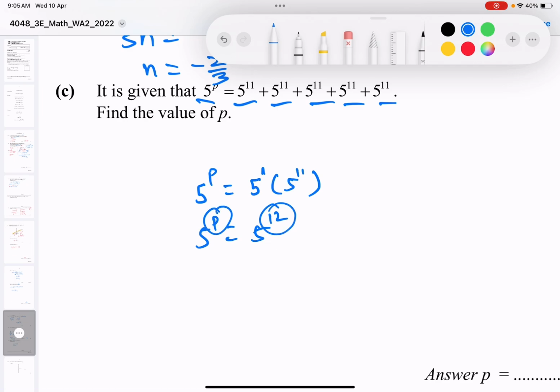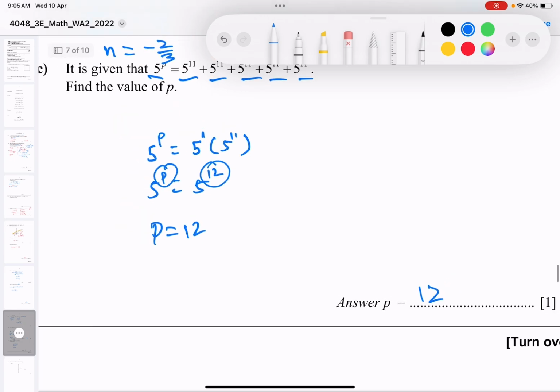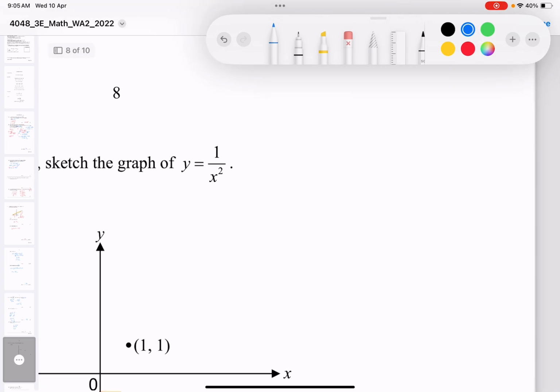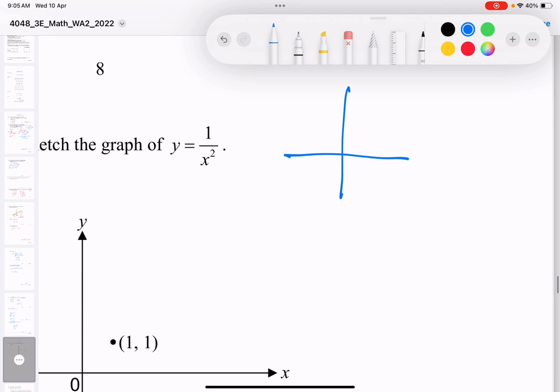So comparing the powers, p is equal to 12. Okay? So p is equal to 12 in this case. Let's move on. In the answer space below, sketch the graph of y equals 1 over x squared. Now, this one, you just have to memorize what the shape looks like. So we know it's going to be this way.